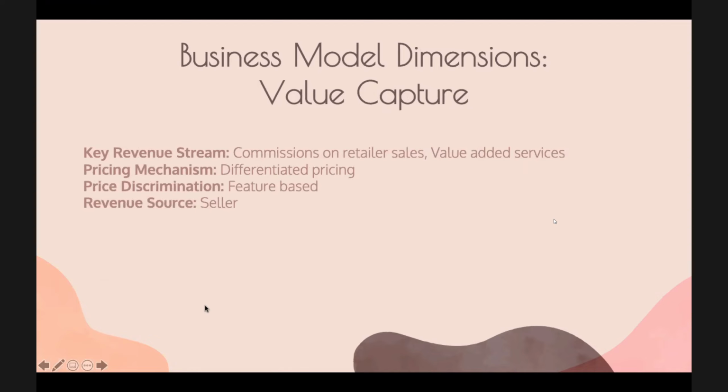Value capture. Key revenue stream. AliExpress takes a commission for the goods sold. Services such as delivery and storage of goods are also provided for a fee. Pricing mechanism. Sellers decide for themselves what price to set, usually less than in the market. Price discrimination, feature-based. Depending on the category of goods, AliExpress takes different commissions of 5 or 8%. And revenue source: sellers pay commissions on the sale of goods, and also AliExpress earns revenue from different services.